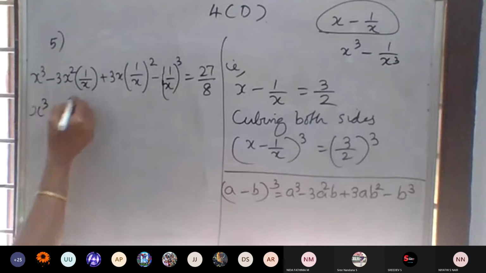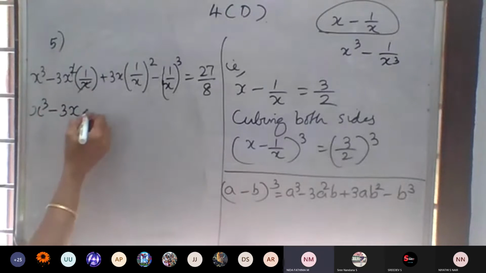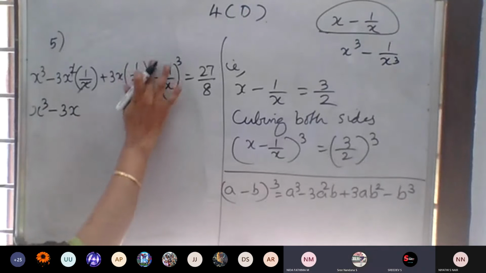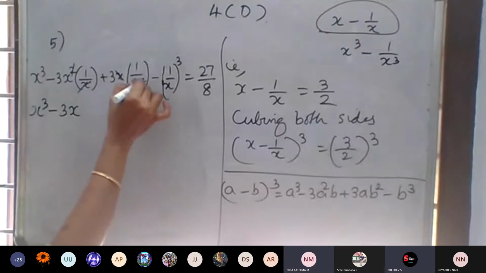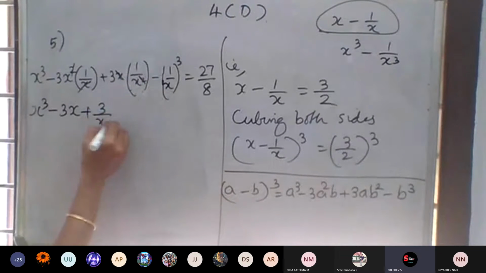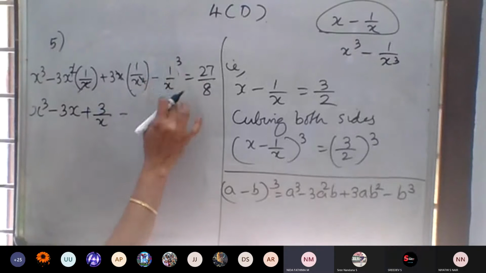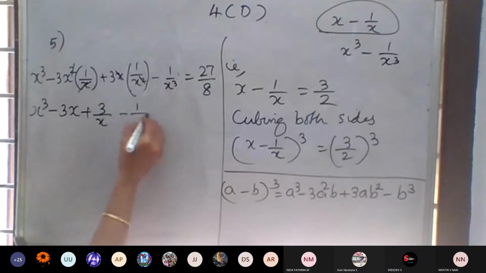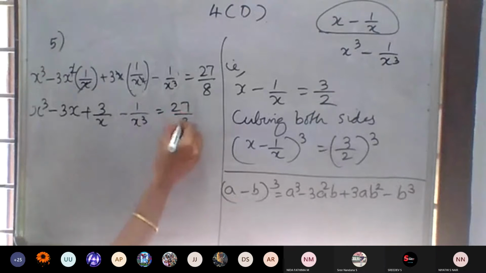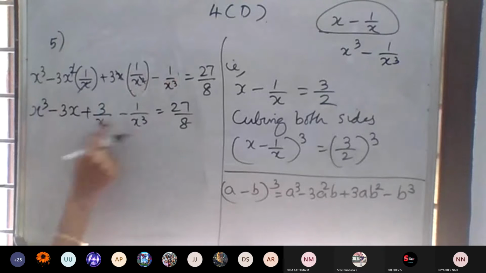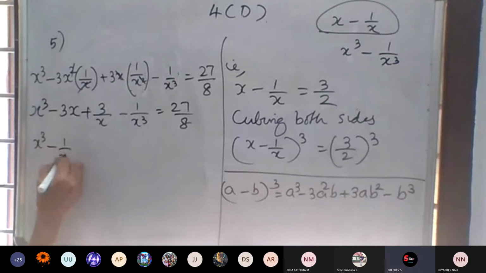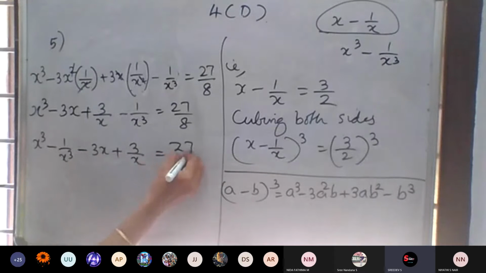So x cube, then x and x square we can cancel. So only x will be minus here. Minus 3x, that plus 3 by x means what? This is 3 by x square. Then plus x minus 1 by x cube. 1 by x cube is equal to 27 by 8. Then x cube minus 1 by x cube we have to find out. So take it together: x cube minus 1 by x cube minus x plus 3 by x equal to 27 by 8.